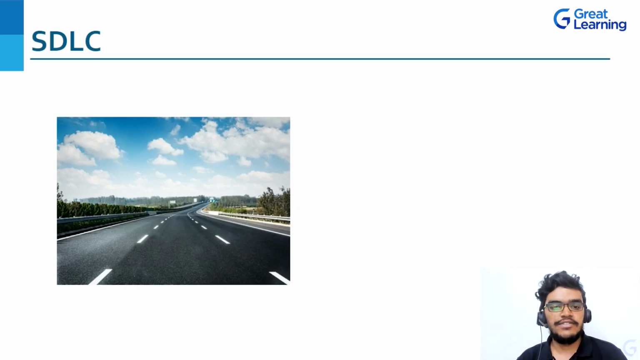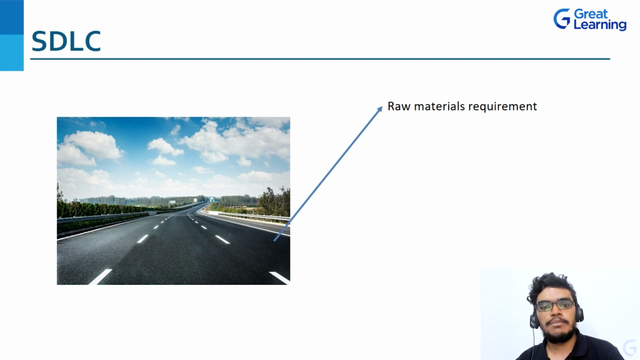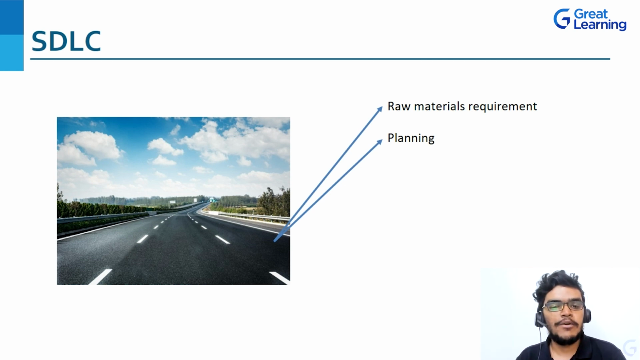So here you can see that we have a picture in which a road has been constructed. Now if I ask you a simple question, what all things are required to construct this road? The first answer that will come to your mind is raw materials, right? We need charcoal, we need white paints, we need barriers. So the first step of this SDLC is raw materials requirement. The second one will be planning. When I'm talking about planning, that means how wide this road will be, what's the length of this road, and how many places this road will cross, and along with that, what amount of white paint will be required to cover all the roads, right?